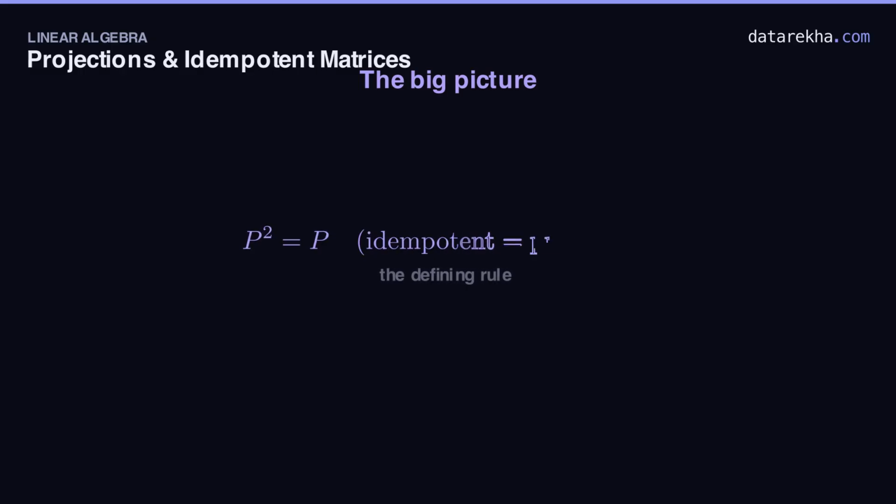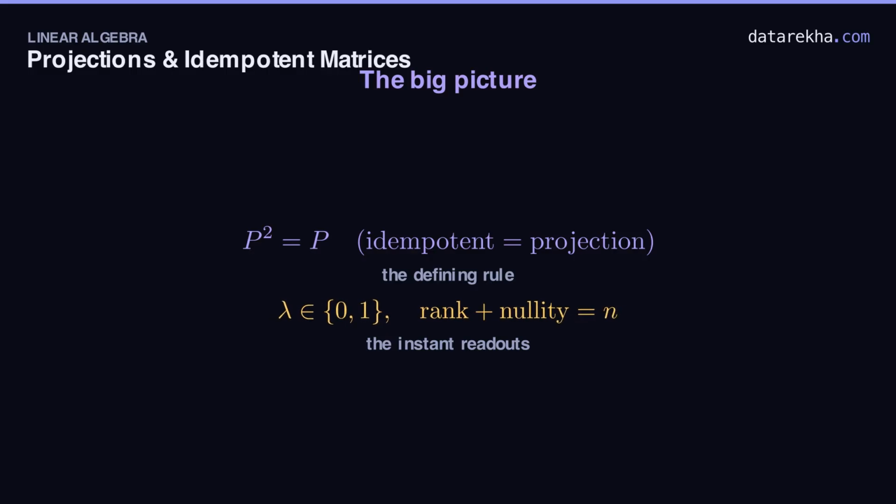Let's lock it in. A projection is any matrix with p squared equals p, idempotent. It sends every vector to its shadow on a subspace, and the shadow of a shadow is unchanged. From that one equation you read off almost everything. The eigenvalues are only 0 and 1, and rank plus nullity fills out the full dimension. Add symmetry, P equals its transpose, and the projection is orthogonal. Its residual meets the subspace at a right angle.